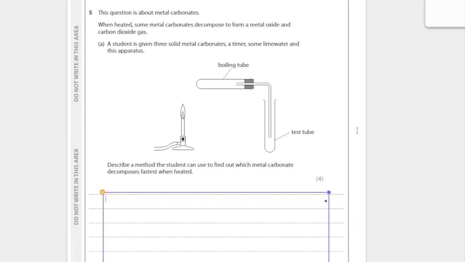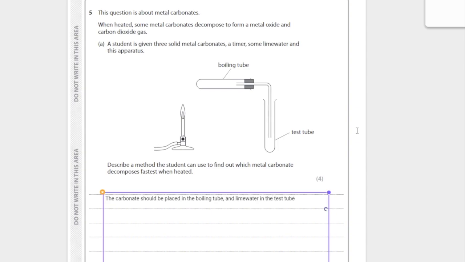So what should we do? How do we structure this answer? It wants a full method. So let's start with what we should do. The carbonate should be placed in the boiling tube, and lime water in the test tube.